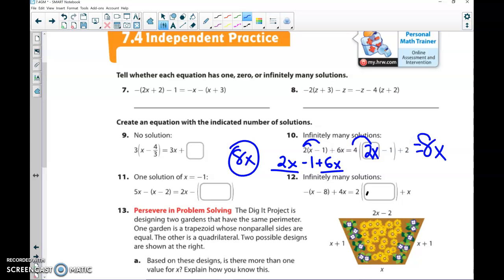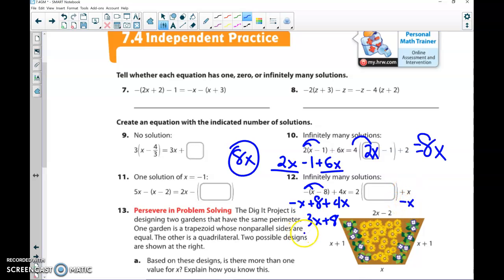Okay, and let's do one more. Number 12 also wants us to have infinitely many solutions. So now the whole parenthesis is missing. So not only do I have to figure out what x to put in there, but I also need to figure out what kind of number to put in there. So let's simplify this left side first. So I have a negative x plus 8 equals 4x. Okay, and I got to get my x's together. So that's going to give me, whoops, plus 4x, not equals 4x. So that's going to give me 3x plus 8. Okay, so somehow I need to get to 3x plus 8. And we already know there's a plus x over here.